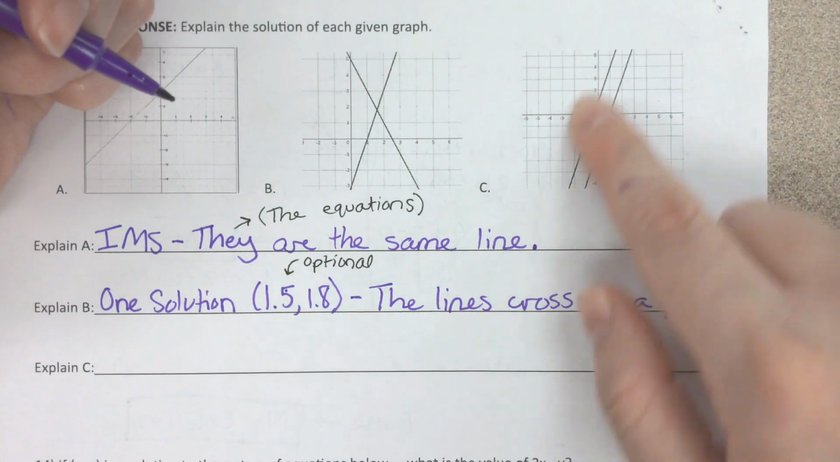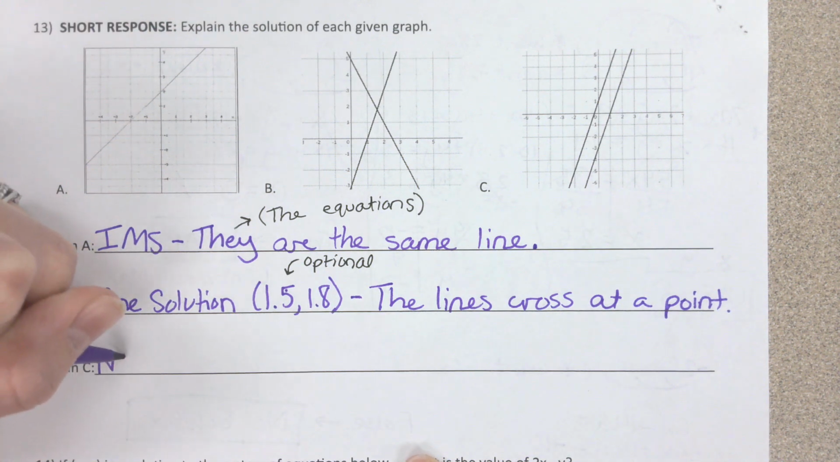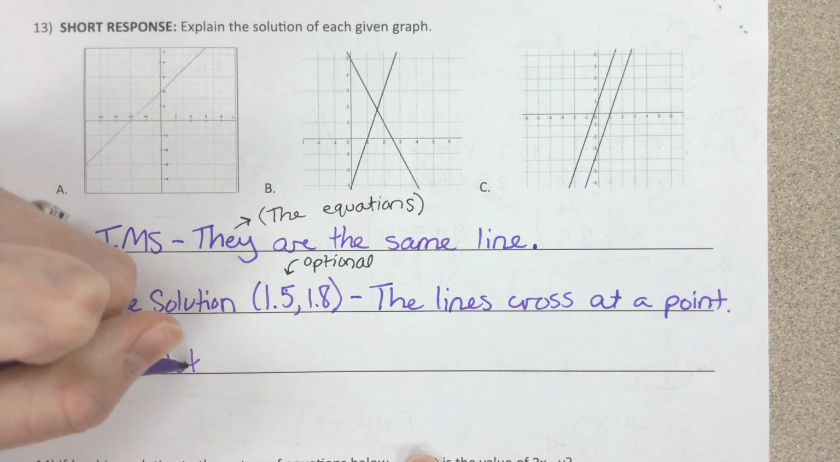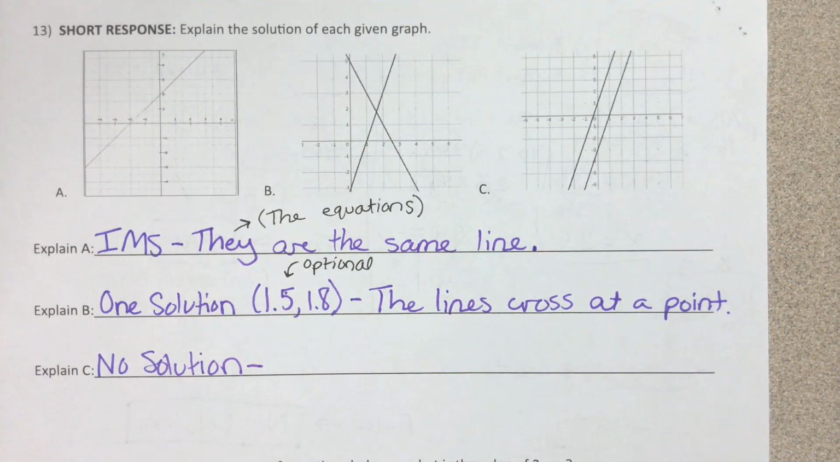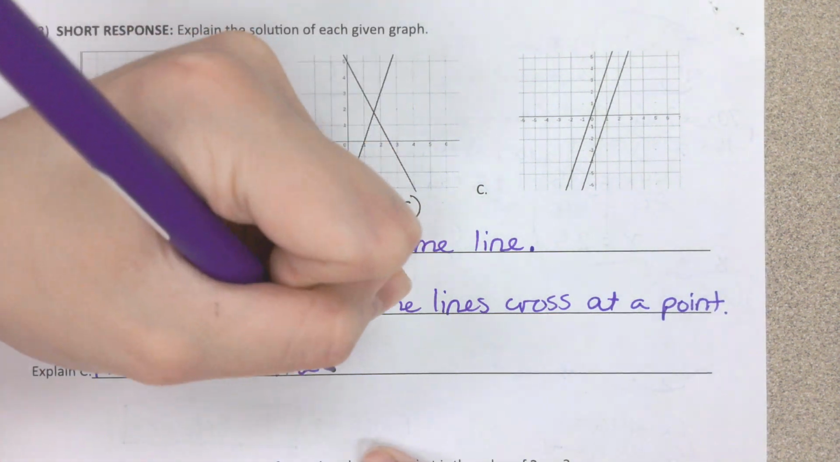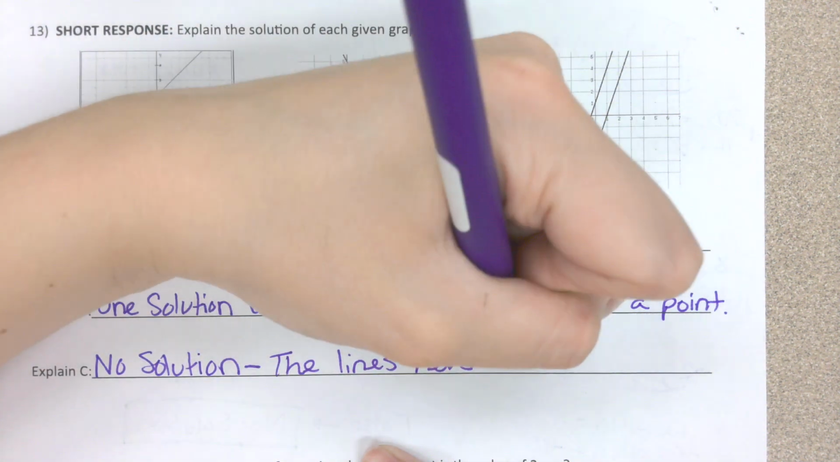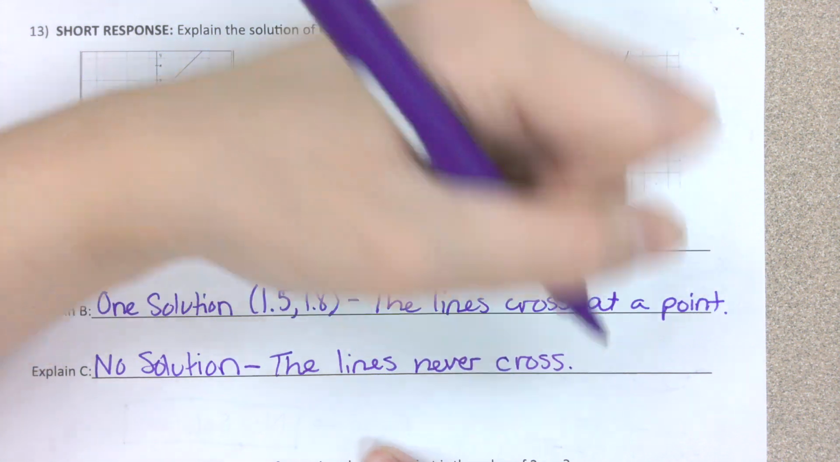Lastly, C, the lines don't cross at all. They're parallel. This is no solution. You can put one of 2 things. You could put the lines are parallel, or you can say the lines never cross. Choice is yours. I put never cross on my key, so that's what I'm going to write.